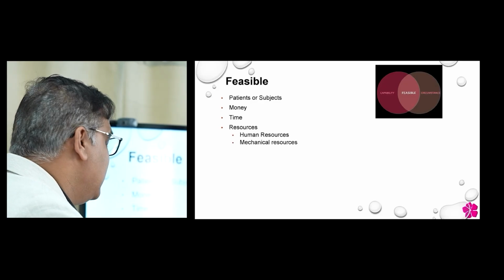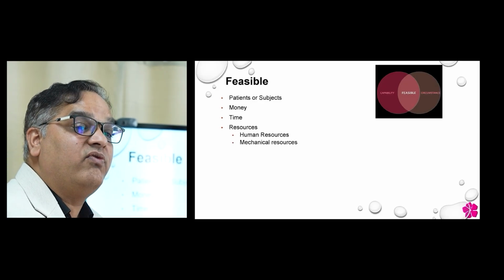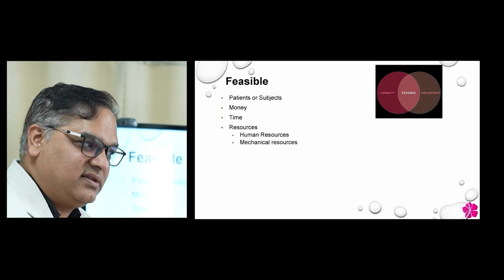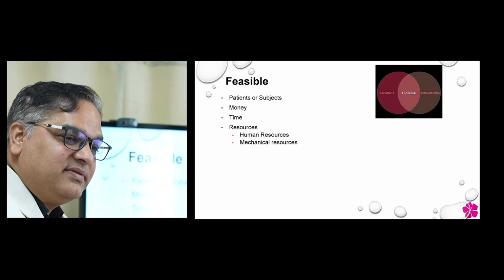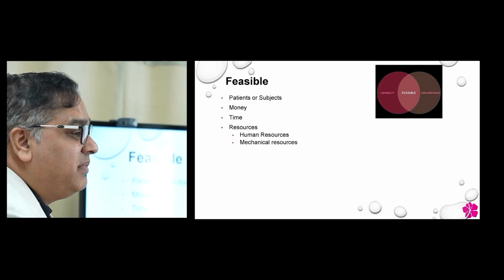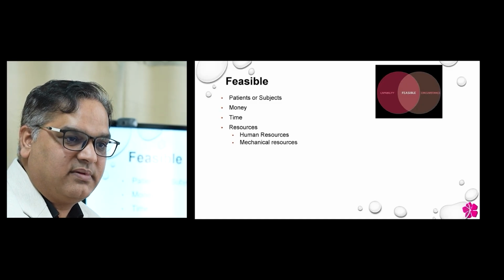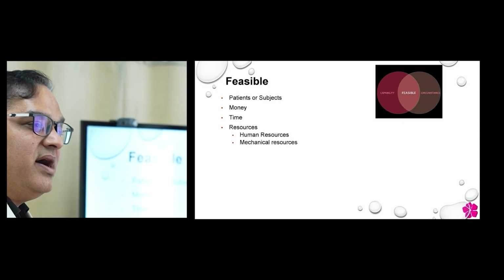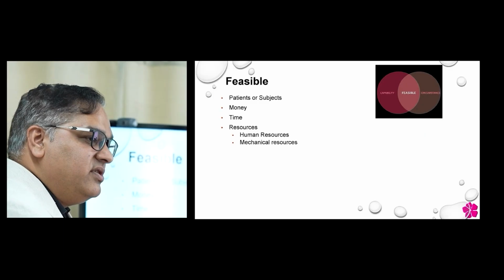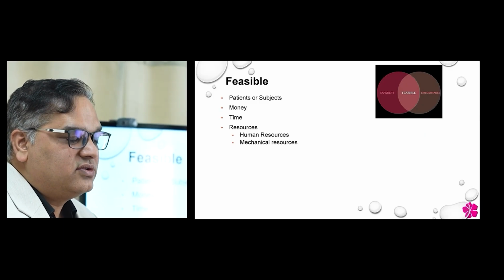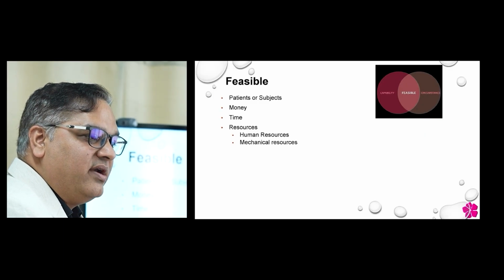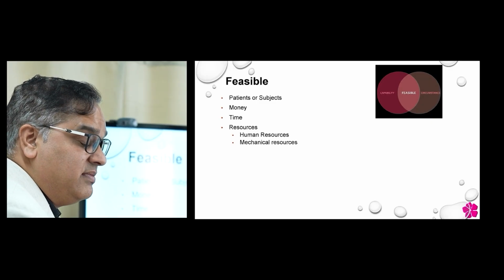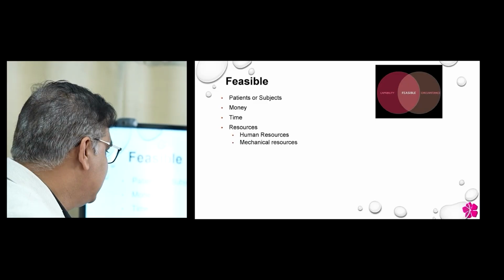Next. Feasible. When we say feasible, feasible for what? Is it feasible for subjects or patients? Do we have enough subjects? We can't plan a big randomized trial on a rare cancer because the subjects would not be feasible. Is it feasible by money? Whenever we do research, we need money. So will we get funding? Can we do it by ourselves, in what we call investigator-initiated trials?